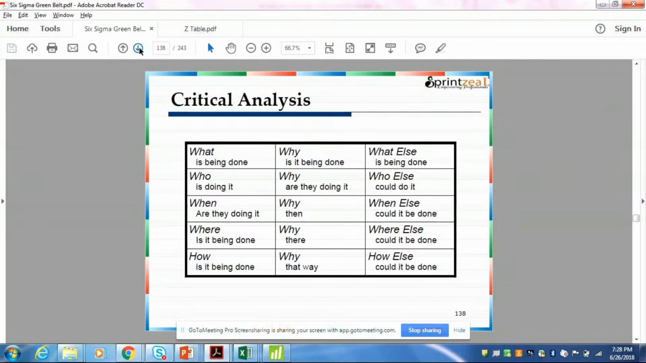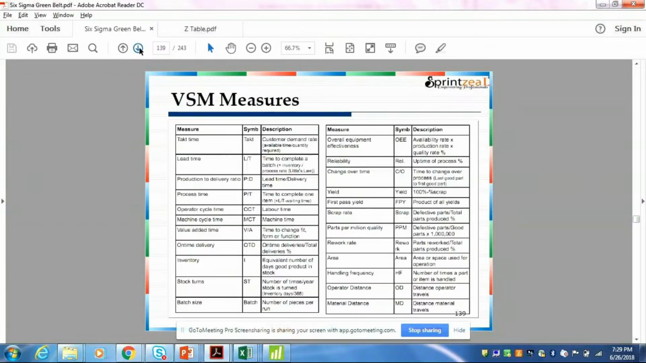Okay, then the critical analysis, probably you would have heard about this. There are various ways of digging out or finding the root cause. One is asking why many times. Then another one is what is being done, who is doing it, why, when are they doing it, where it is being done, and how it is being done. Basically asking questions to get to the root cause of a particular problem.